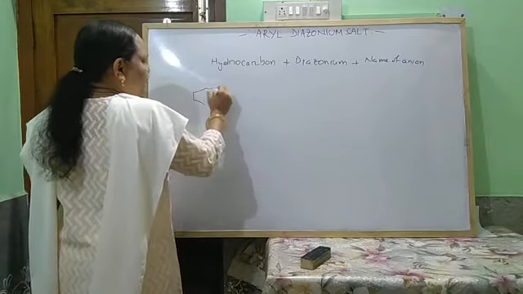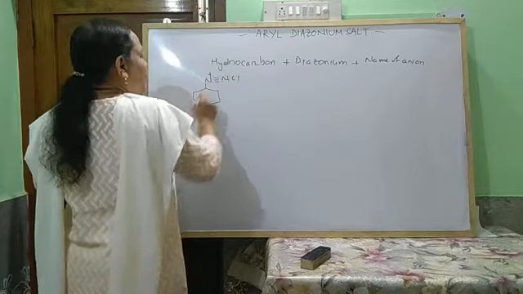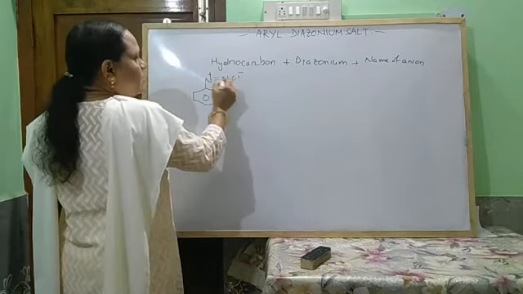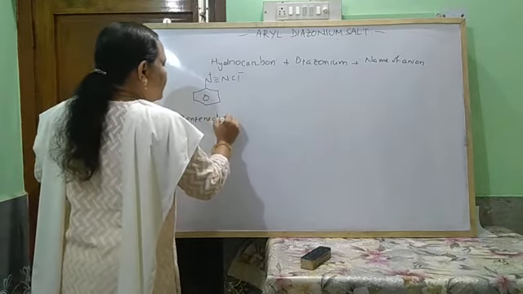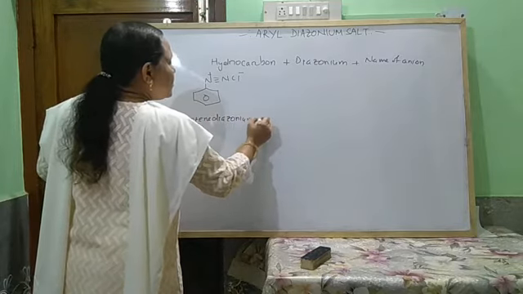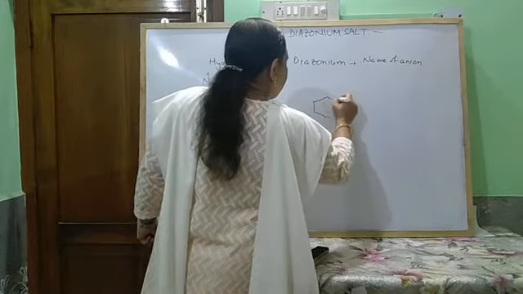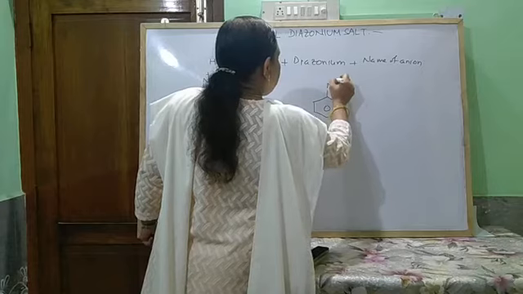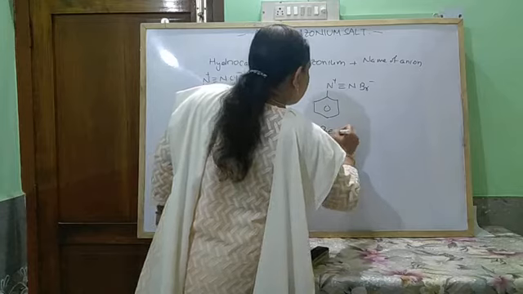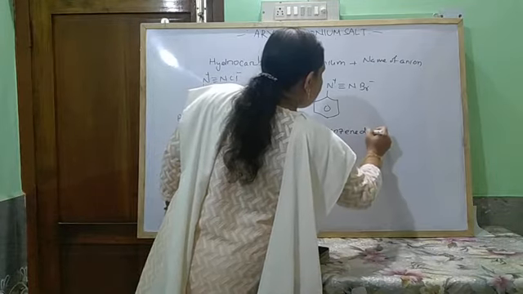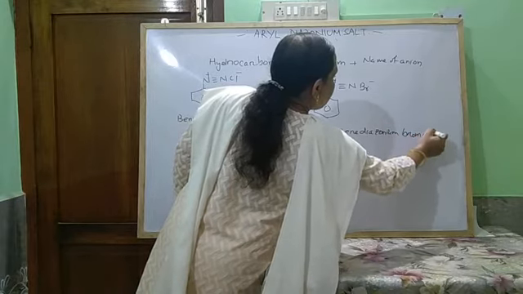Look at some examples. This is benzene diazonium chloride. Similarly, N2+ Br minus is benzene diazonium bromide.